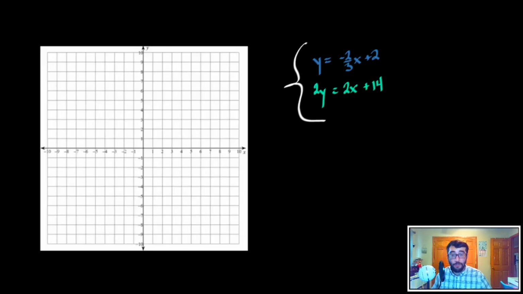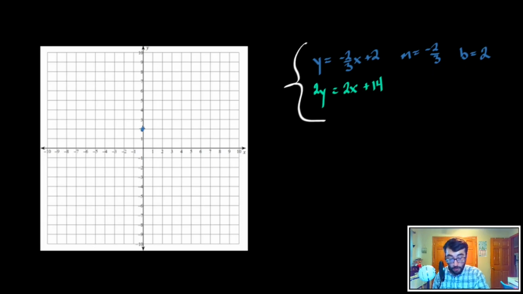So to graph them, we just graph these equations like we would any other linear equations. So I'm going to go ahead and graph this top one right here. This top one has a slope of negative 2/3, which remember means it's going down 2 and right 3, and it has a y-intercept of 2, which is a point 0, 2. So I'm going to go ahead and graph this now.